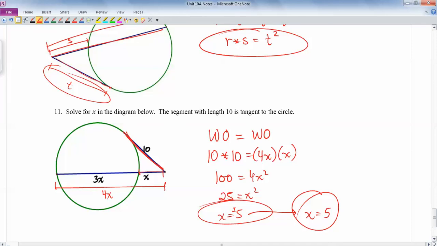Okay, I hope that helps a little bit. And that's the entire unit's worth of notes there, actually. So all the rest of the stuff is going to be homework and review stuff.